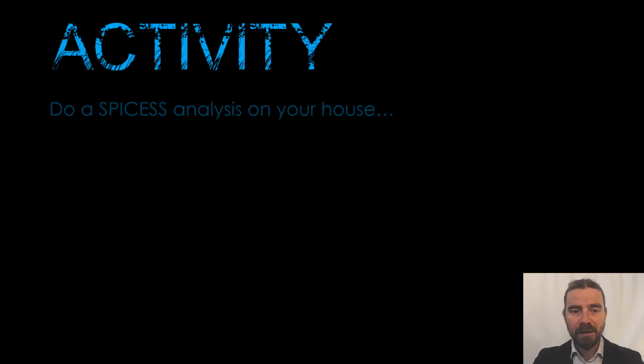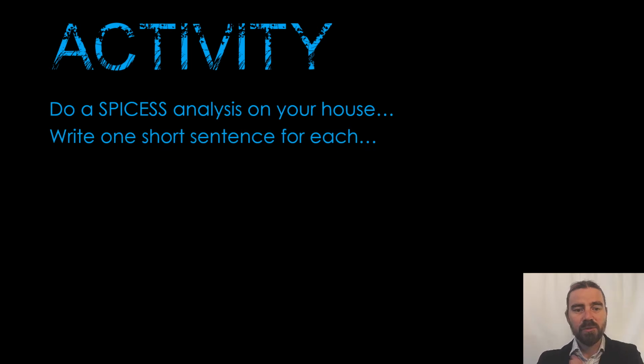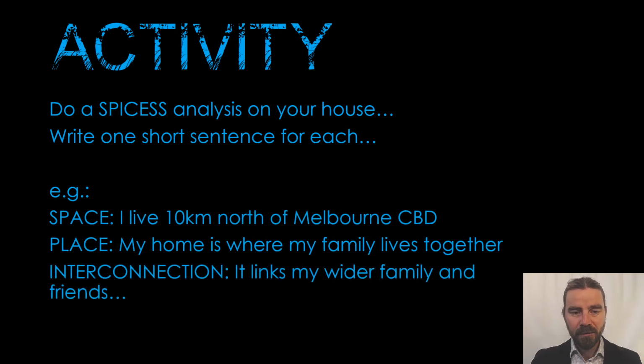Okay, your activity today, I want you to do a SPICESS analysis. So I want you to write space, place, interconnection, change, environment, scale, sustainability, and leave some gaps. And I want you to write a short sentence for each about how you could think about your house. Or it doesn't have to be your house. If you want to do it on the MCG or the Opera House or whatever, do it on that. But something like that, yeah?